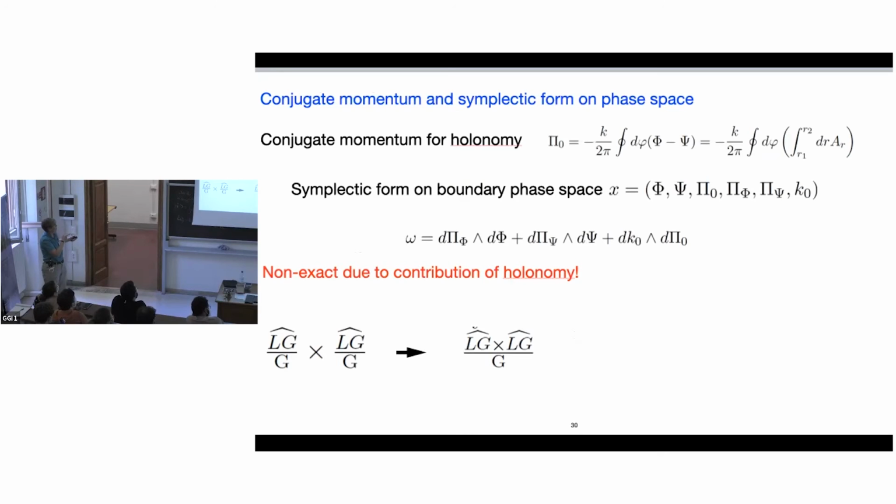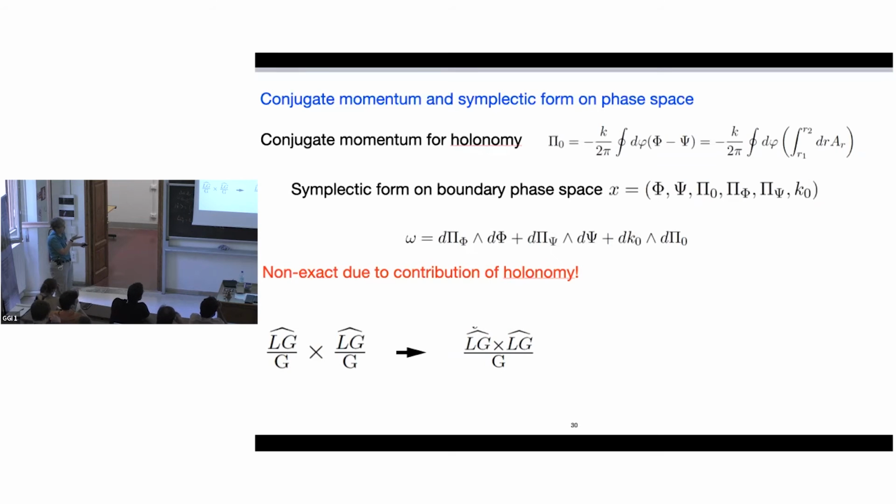So we can look at the conjugate momentum and the symplectic form for the phase space associated with this model. In particular, we can define a conjugate momentum for the holonomy in this way. And then we get the symplectic form on the boundary phase space. There again, you can show that it's non-exact due to the contribution of this holonomy. So essentially this means loop group. Here we have this Wess-Zumino-Witten, or Kac-Moody, symmetry for the Wess-Zumino-Witten model.